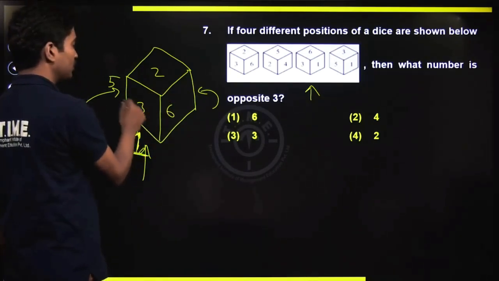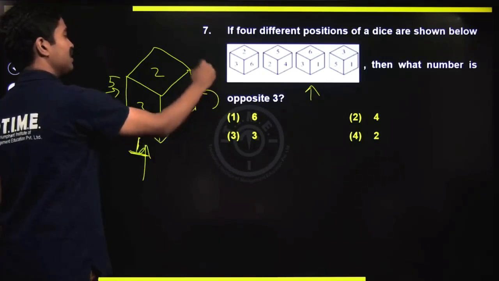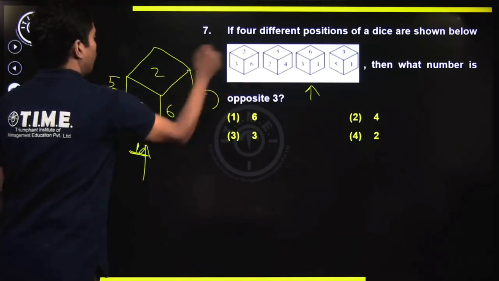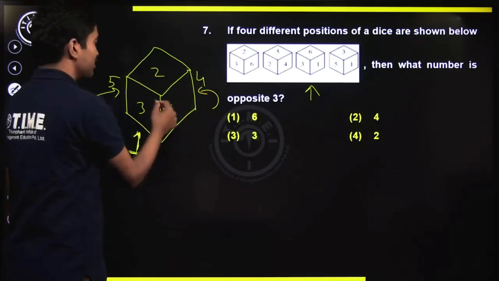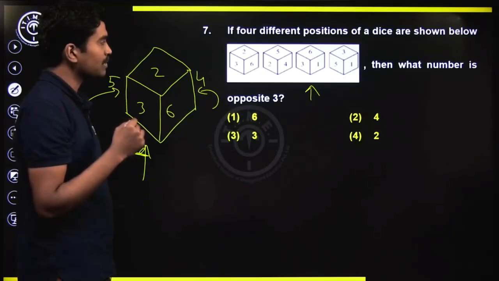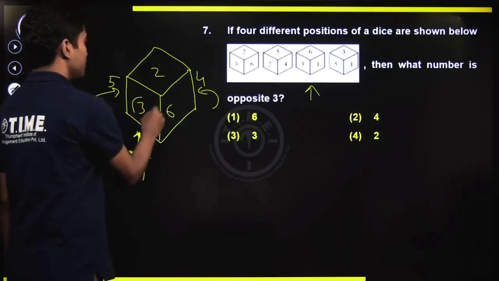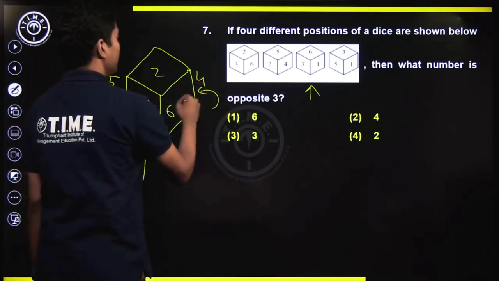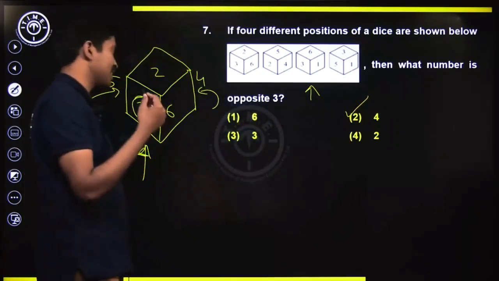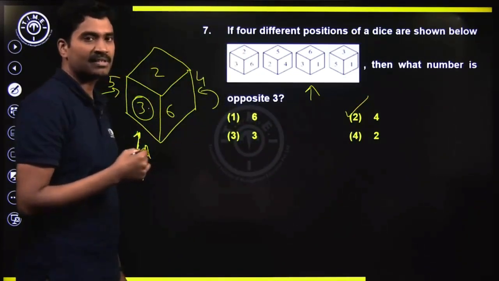Now I have 1, 2, 3, 5, 6, which means this face at the back has to be 4. Check 2, 5, 4: yes, it is satisfied. 3, 6, 1, everything is satisfied. Now what's the question? What number is opposite 3? This is 3. What is opposite 3? The face at the back, that's 4. Option 2. Face 4 is opposite face 3.